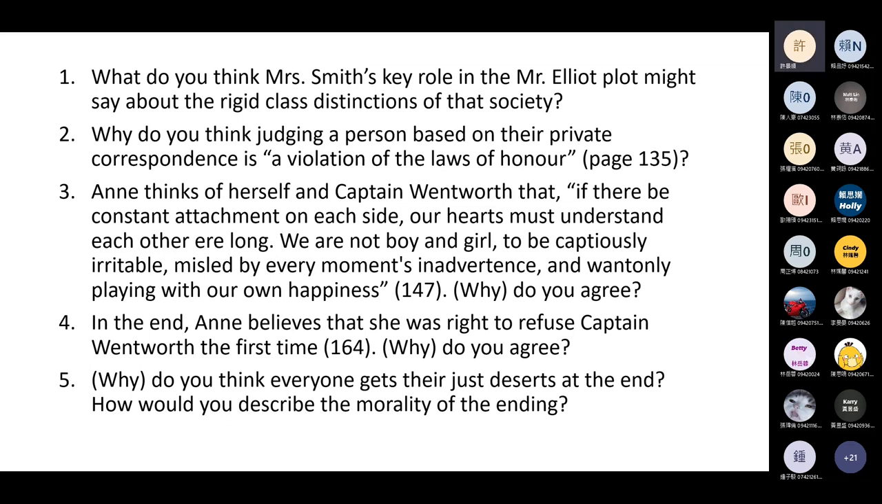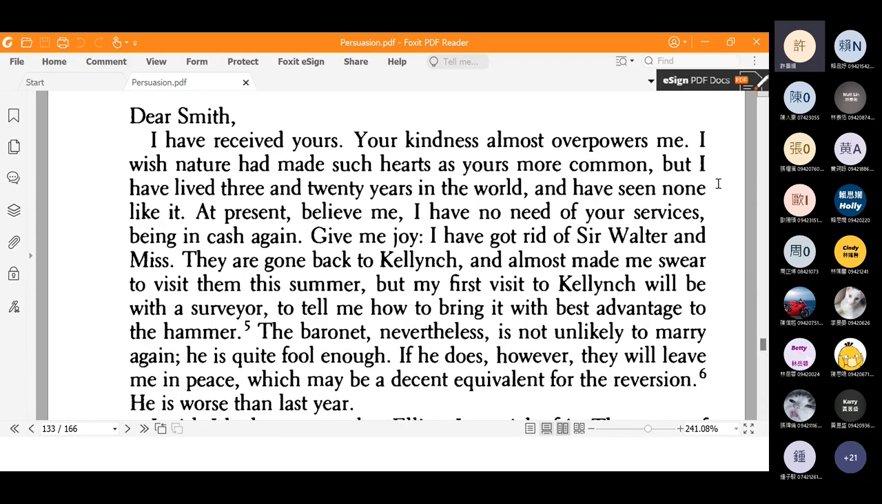Okay, let's move on to two. So as I was saying, Mrs. Smith shows a letter from Mr. Elliot to Mr. Smith to prove that she's not lying, that Mr. Elliot is a terrible person. So let's look at this letter.